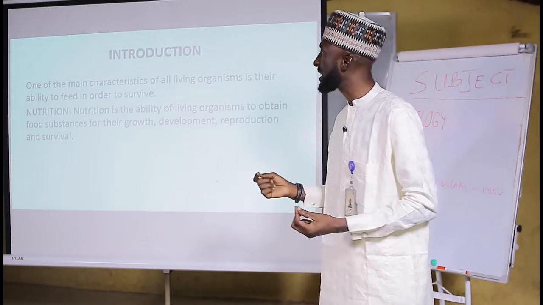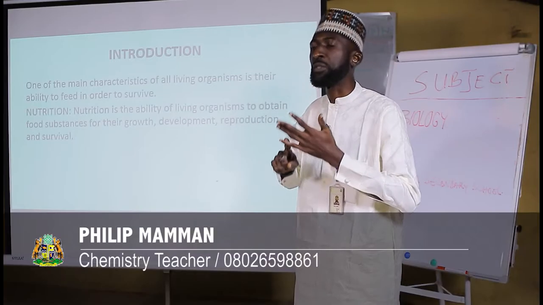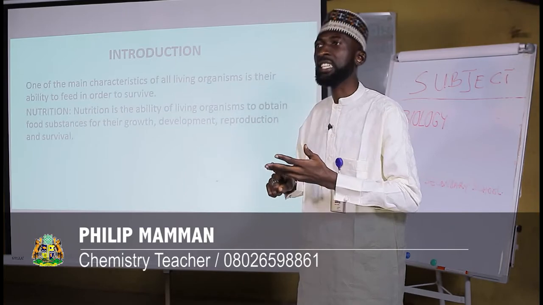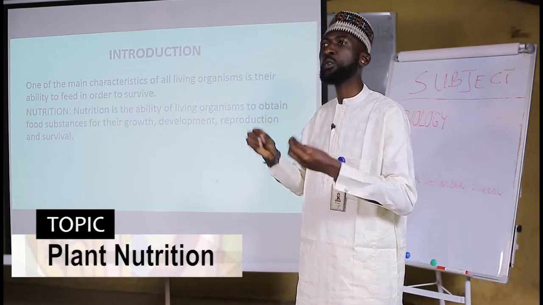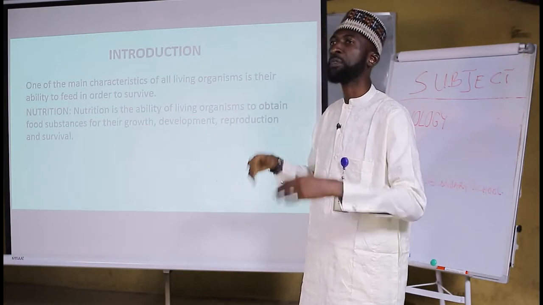Now, that takes us to what is nutrition. When we say nutrition, we are simply referring to a process by which these plants, because we are talking about plant nutrition, manufacture their own food, or living organisms obtain their food substances for their growth, for their development, for their reproduction, and for their survival. That is the major essence of nutrition. That is why plants need to feed, because they need to develop, they need to reproduce, and they need to survive. So without nutrition, all these aspects will not be possible. So that is why plants need to take in the process of nutrition.